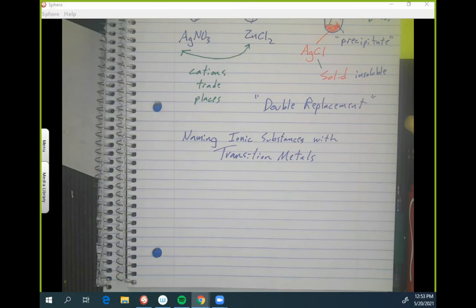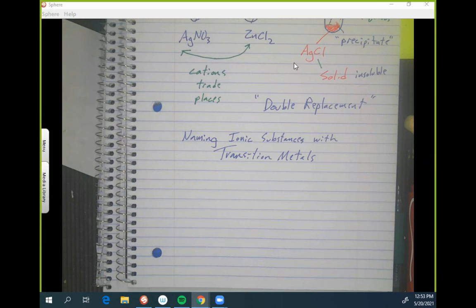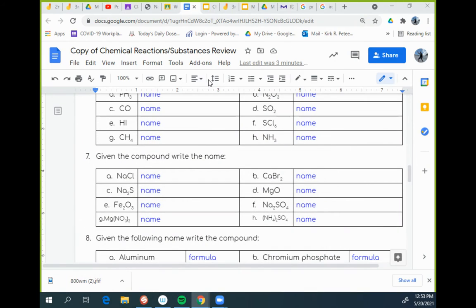All right, naming ionic substances with transition metals, or obviously writing formulas too. So let's do an example, and we'll use our document from today to sort of get us started. So we're going to pull that up as well, and I'm going to close this one.